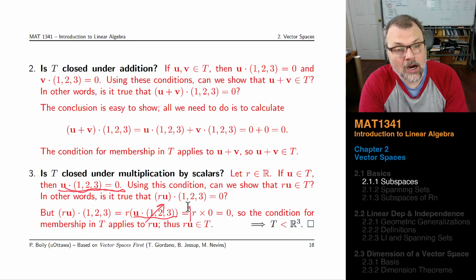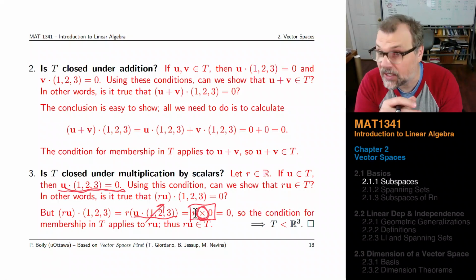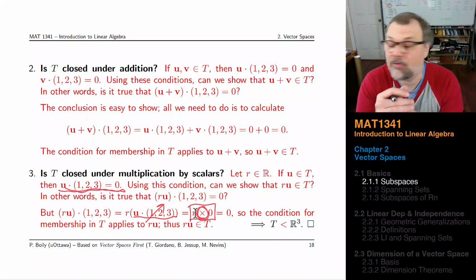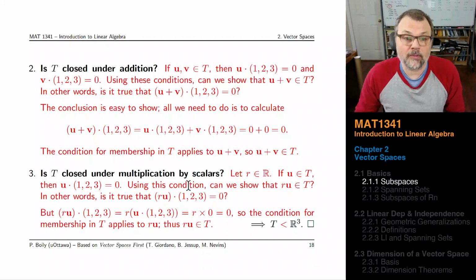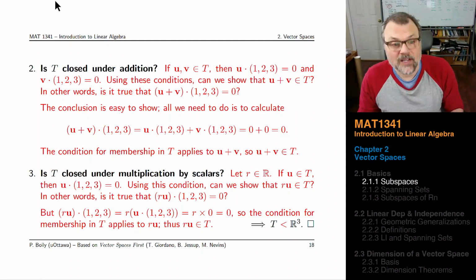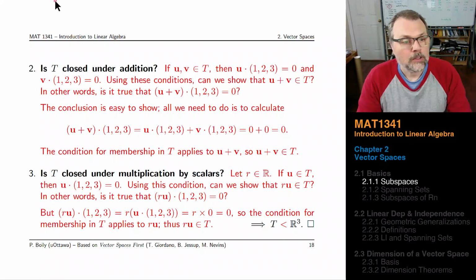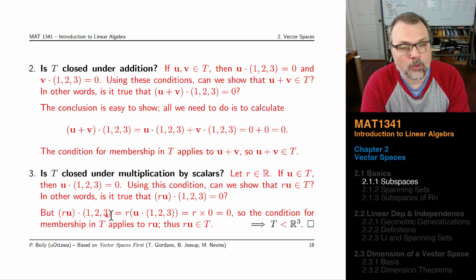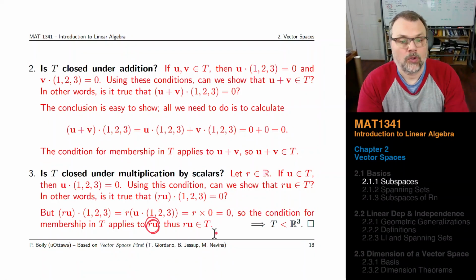Now when I write r times 0 here, the times sign is just there because otherwise r and a 0 next to it would look funny. And if I put a dot next to it, you might think it's meant to be a dot product. The x isn't the cross product from the previous chapter, it's just a way to say normal multiplication of two real numbers. So okay, ru dot 1, 2, 3 is equal to 0, and that means that ru as a vector, which is the vector u that's been stretched by r, is also in T.